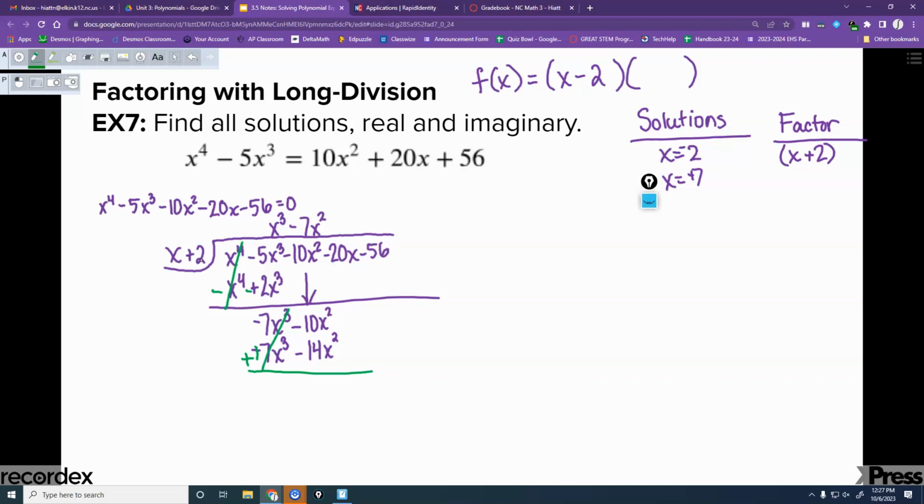Okay. Same thing is going to happen over here. I have not subtracted yet. So I got negative 10x squared minus negative 14x squared. And where I have a minus a negative, that becomes like I'm actually adding. And so when I do this, negative 10 plus 14 is going to give me a positive 4x squared. Okay, here.